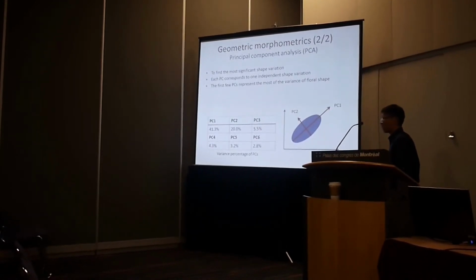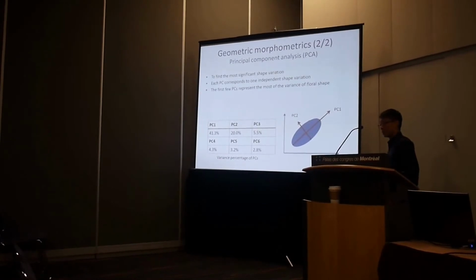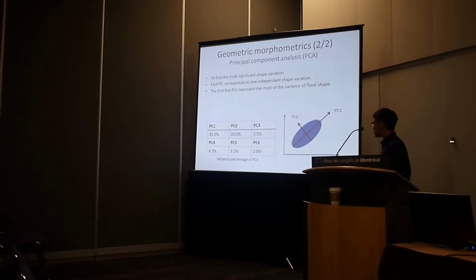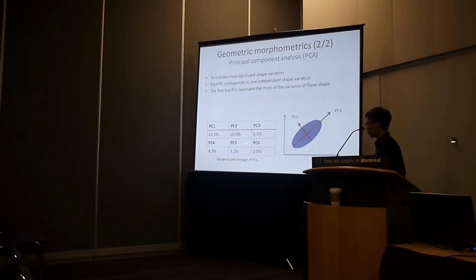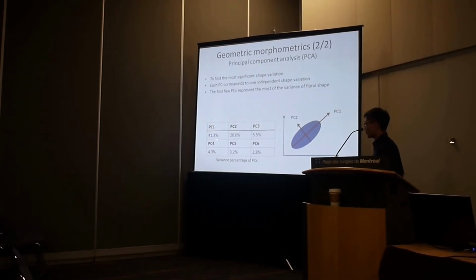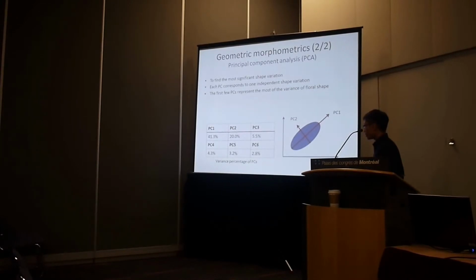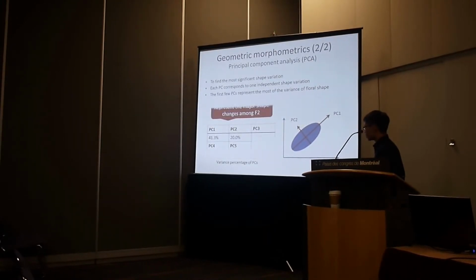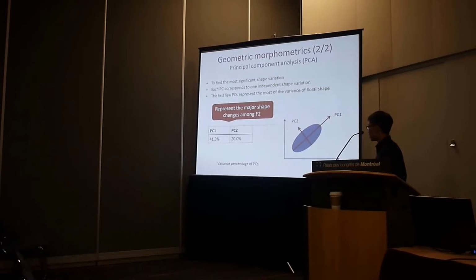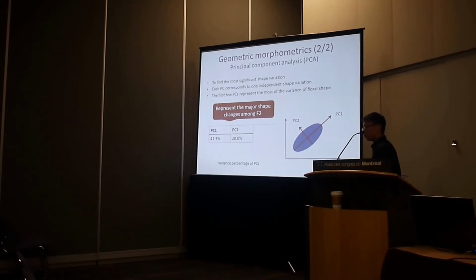So this table shows the variance percentage of PCs. And we can see the first two PCs, which account for 41% and 20%, are much higher than other PCs. So we can say the first two PCs could represent the major shape change among F2 flowers.